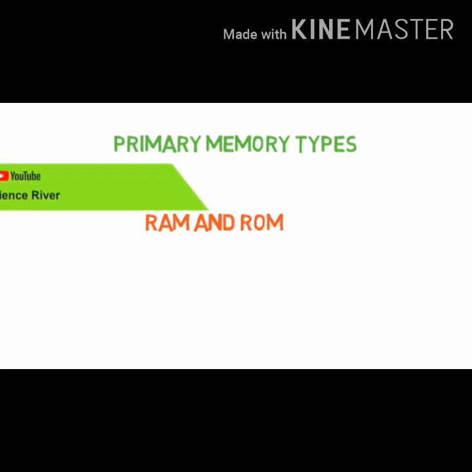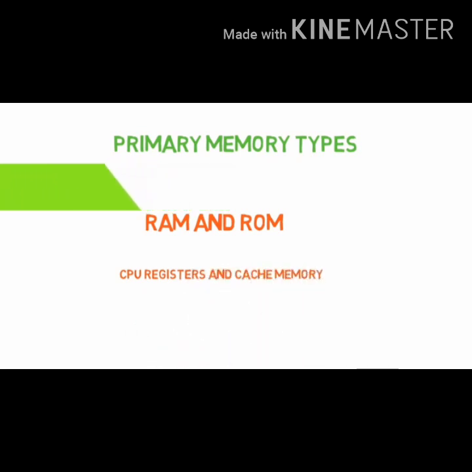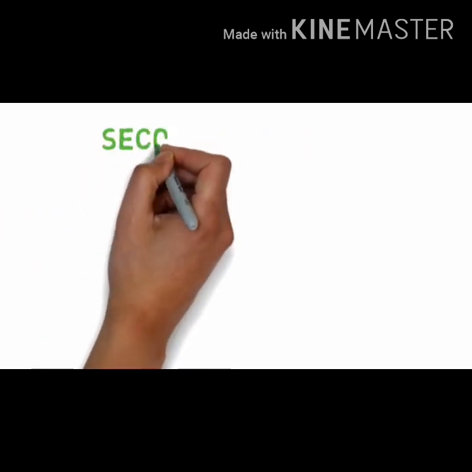The two main types of primary memory are RAM and ROM. We will talk about this in a while. We'll also talk about CPU registers and cache memory, which are also a form of primary memory. Before that, let's get a general idea of secondary memory.